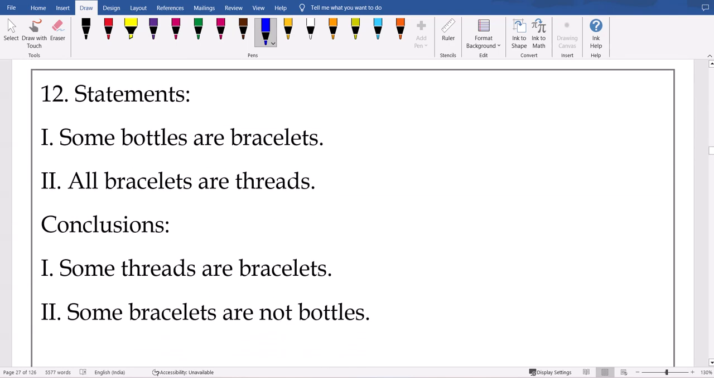Now see the 12th one. Some bottles are... what's your answer? See, some-all. I'll give one shortcut, guys. Listen. Sir, drawing diagrams is a headache for us. I'll give one shortcut. Listen, all bracelets are threads, right? Wherever a bracelet is there, you can put threads. What you got? Some bottles are threads, or some threads are bottles, we have to get, but here there is no link related to that in the question. In fact, the first conclusion being true is not anyhow satisfied here. The bottle-thread connection is not given in the conclusion. They are only discussing bracelets and bottles, and the other one is threads.